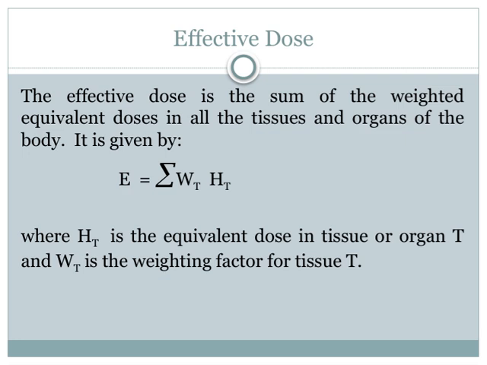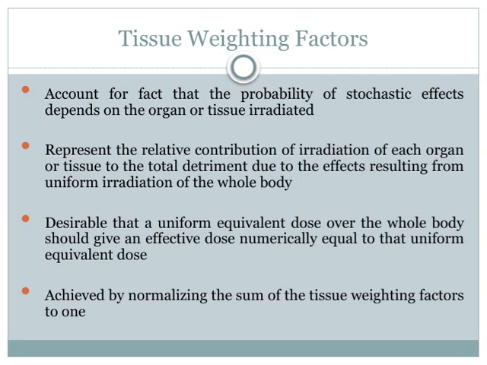This concept connects to the broader theme of assessing radiation risk comprehensively, considering both the amount of radiation and how different parts of the body respond to it. When we consider the probability of stochastic effects, it's important to recognize that this probability actually depends on which organ or tissue is irradiated. Different tissues have different sensitivities, so their contribution to overall risk varies. This slide shows how we can represent the relative contribution of irradiating each organ or tissue to the total detriment. That is, the overall potential for adverse effects, when the entire body receives a uniform dose.